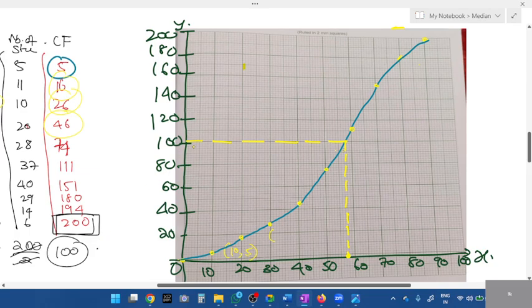See, n divided by 2 is 100. Always for n values, go with the y-axis. N values always go with the y-axis. From 100, join a straight line. Wherever it's touching the blue line, from there bring the line down. I'm getting somewhere around 56 or 57. What did you all get?